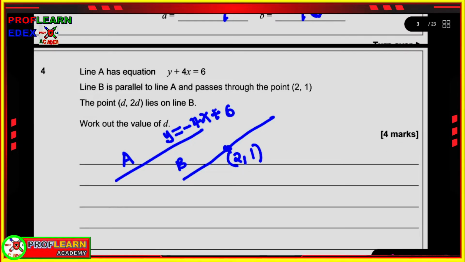So what we are trying to say here is that the gradient of line A and the gradient of line B are the same. The point (2D, D) lies on B. Find the value of D. First, the gradient m of B is -4, because these two lines are parallel. The equation of line B is going to be y = mx + c.